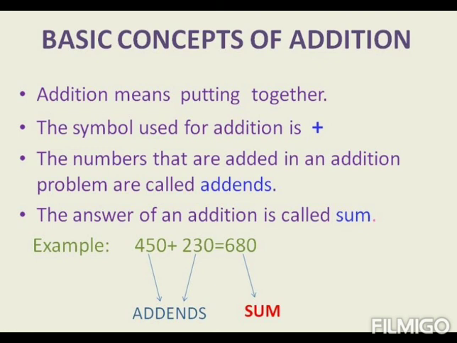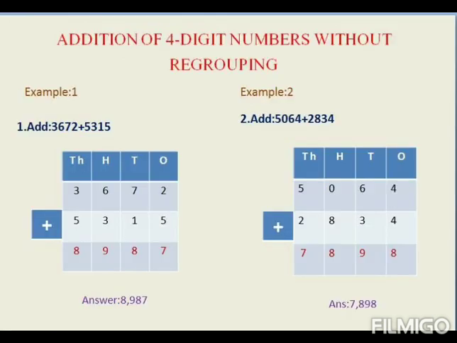Okay, here is an example for you. 450 plus 230 is equal to 680. Here 450 and 230 are addends. 680 is the sum. In this example, we have added the numbers horizontally. It is not applicable for larger numbers. It is very difficult. So, let us do the calculation by column method now.